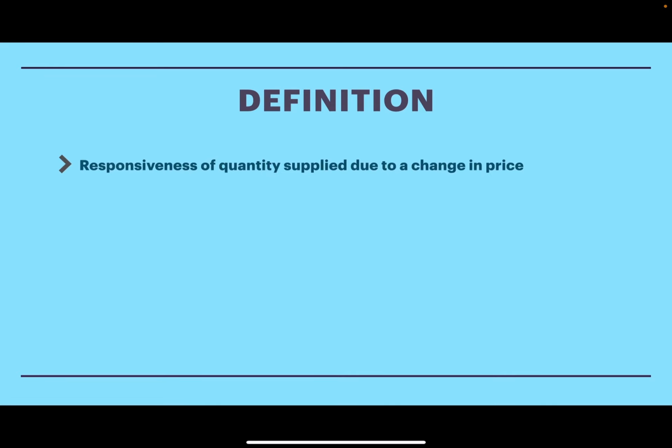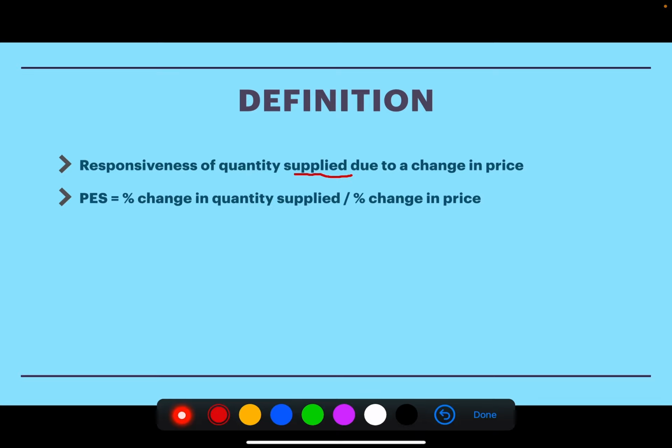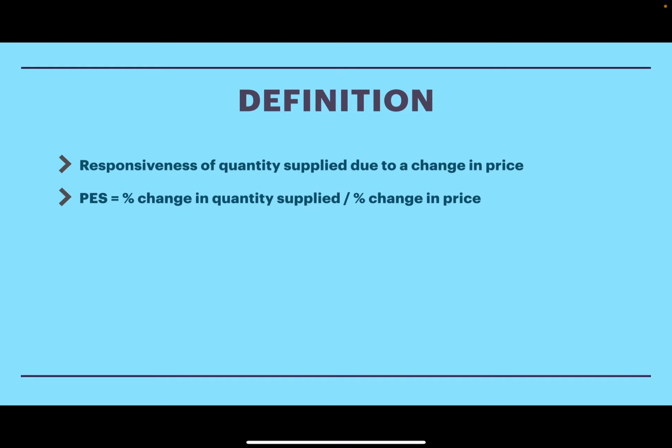So your definition: responsiveness of quantity supplied due to a change in price. So instead of demand, we've got supplied, and the formula: percentage change in quantity supplied divided by the percentage change in price. So instead of demand, we've got supply. So it's the same as demand, except you've got the word supply in there. So it shouldn't be too difficult to learn another formula.